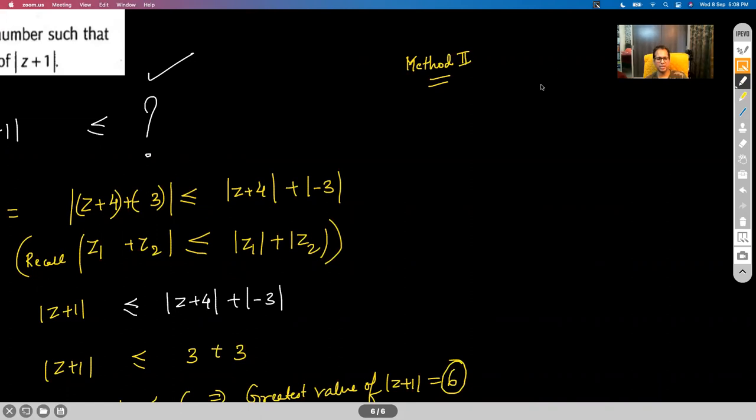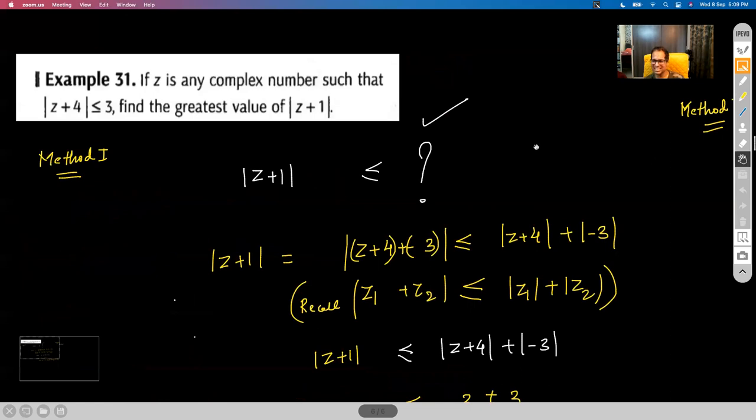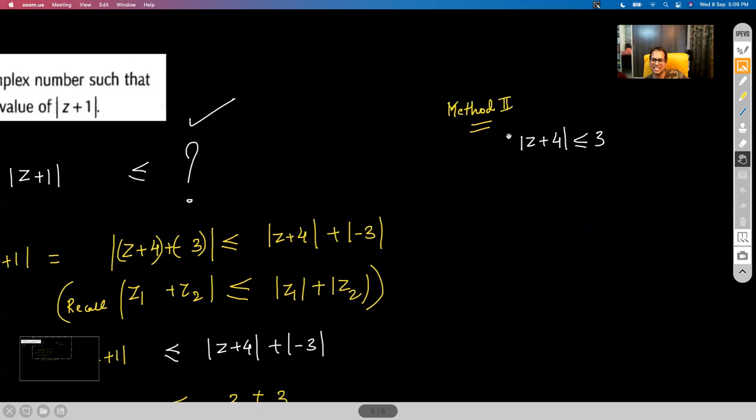All right, now I'll show you method number 2. Method number 2 is basically based on the geometrical idea. What is the geometrical idea? Let us try to understand, first of all, what is the meaning of this, geometrically speaking? Z is some complex number, let's say a moving complex number. It is dancing around, but it is dancing around in such a way that it is satisfying this condition.